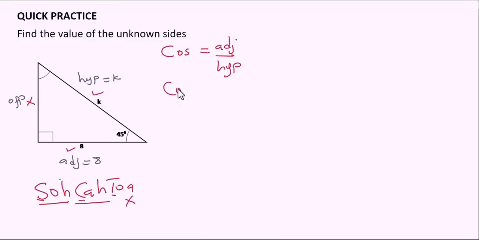So let's say cos 45 degrees is equal to what? Adjacent over hypotenuse. And what is the adjacent? From here we know this is 8. Adjacent over what is hypotenuse? Hypotenuse is k. Now there's a little bit of a problem here because we might not be able to go further without identifying something. What is cos 45?